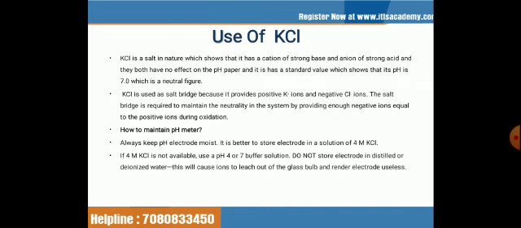Okay, KCl, as I have told, is a neutral salt. That is, its pH is almost 7, or exactly 7. That is why the electrode is always kept dipped in this solution.